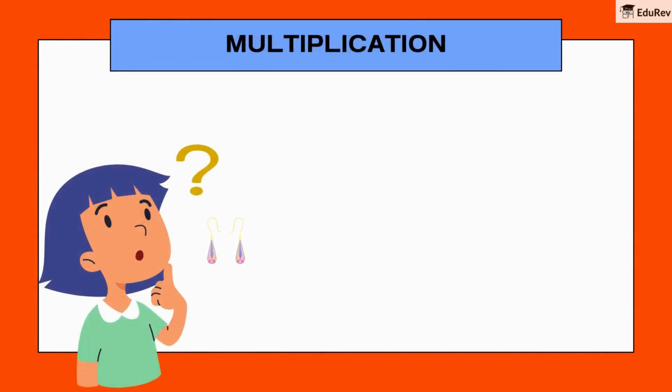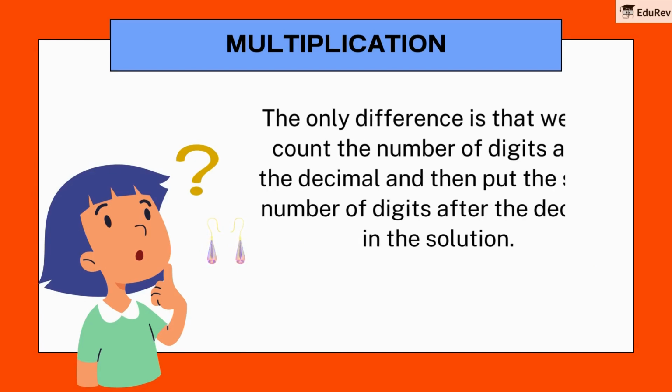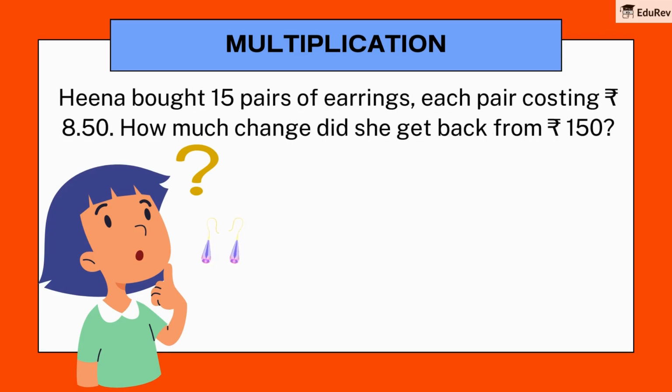Money can also be multiplied, just like we do in whole numbers. The only difference is that we just count the number of digits after the decimal and then put the same number of digits after the decimal in the solution. Let us try it. Hina bought 15 pairs of earrings, each pair costing 8 rupees and 50 paise. How much change did she get back from 150 rupees?